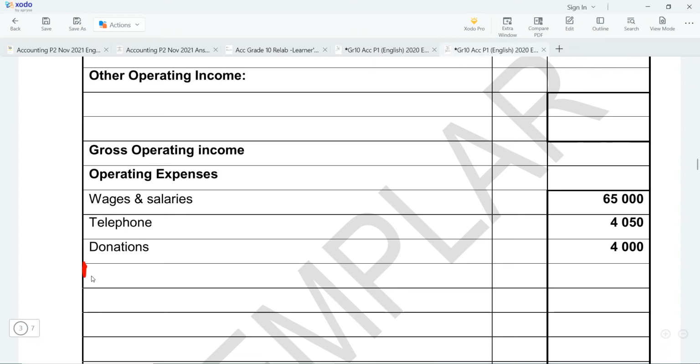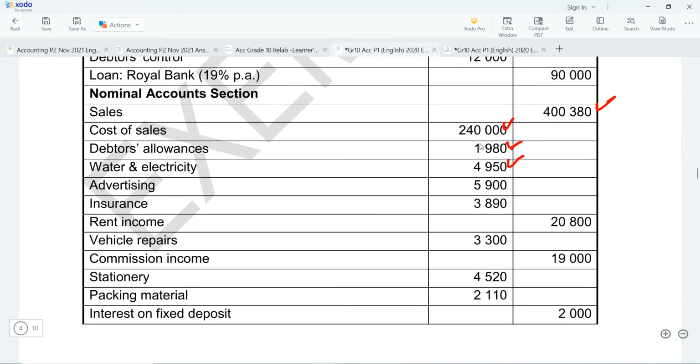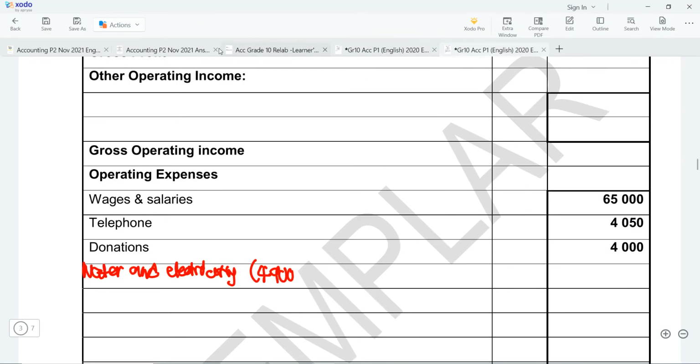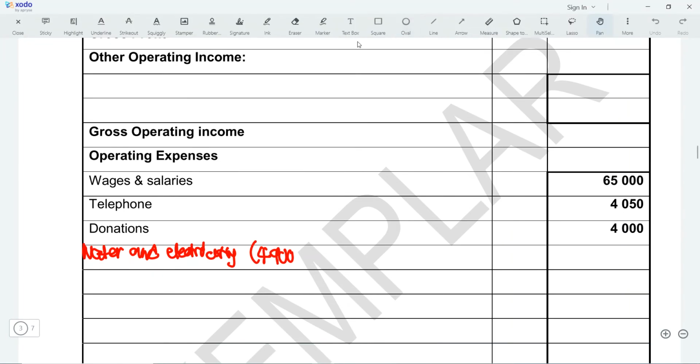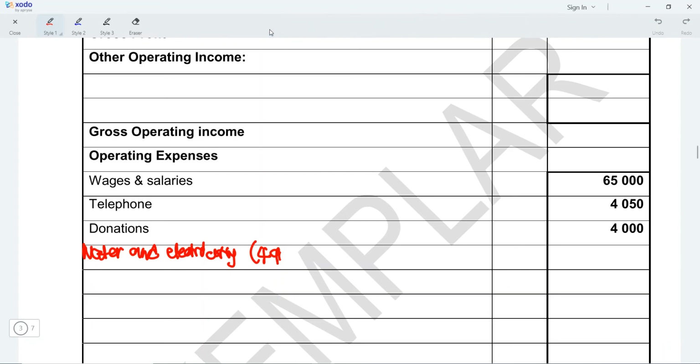So we're going to write water and electricity, and I think it's 4,900. And then you go and check what else you are given. Please also make it a, okay, it's 4,950. So it's very important that you verify your figures. Okay, so I'm going to correct that and write 4,950 here. So always make sure that you verify your amount.